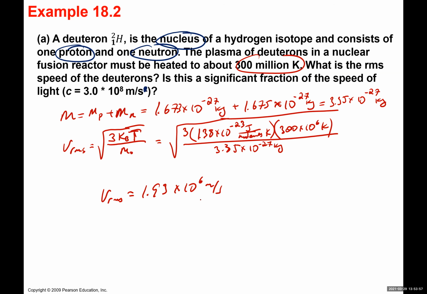Well, I can do a ratio because I know what the speed of light is, but you can already see it's not necessarily a significant difference. So if I do VRMS over c, 3 times 10 to the 8 meter per second, I get 6.43 times 10 to the negative 3. So not quite, it's just a small fraction. So it's over 1,000 times, let's say about 150 times less, speed compared to the speed of light.